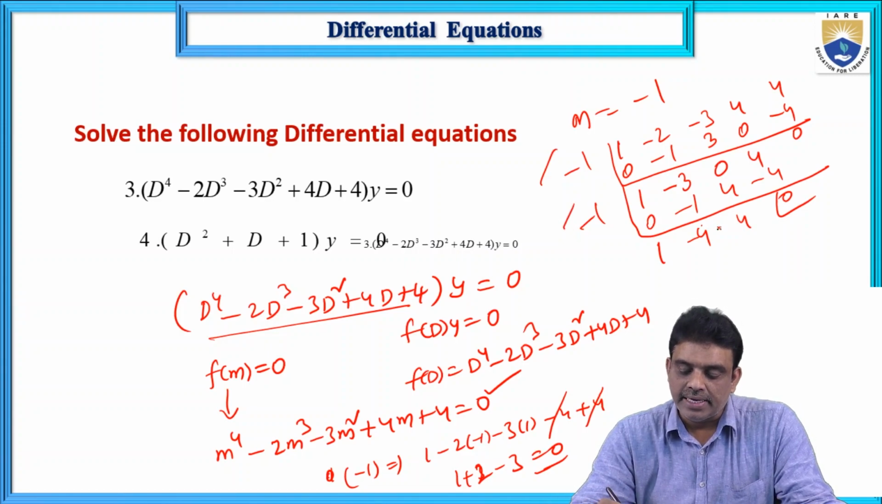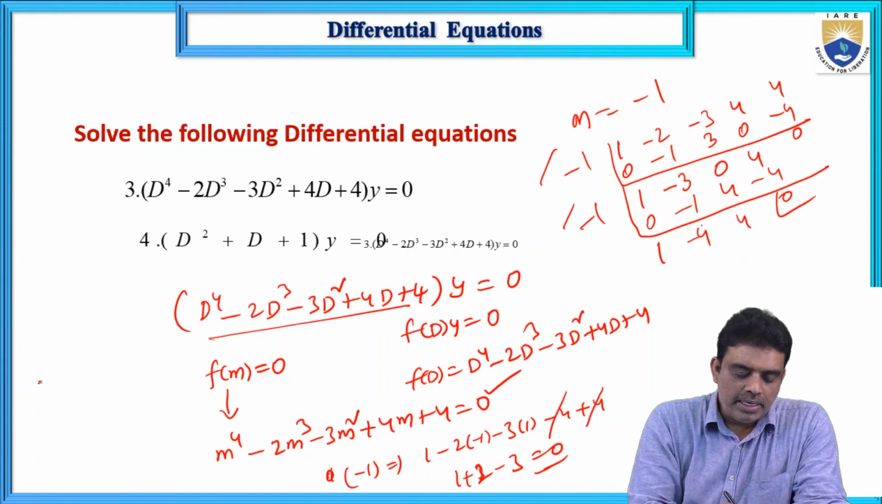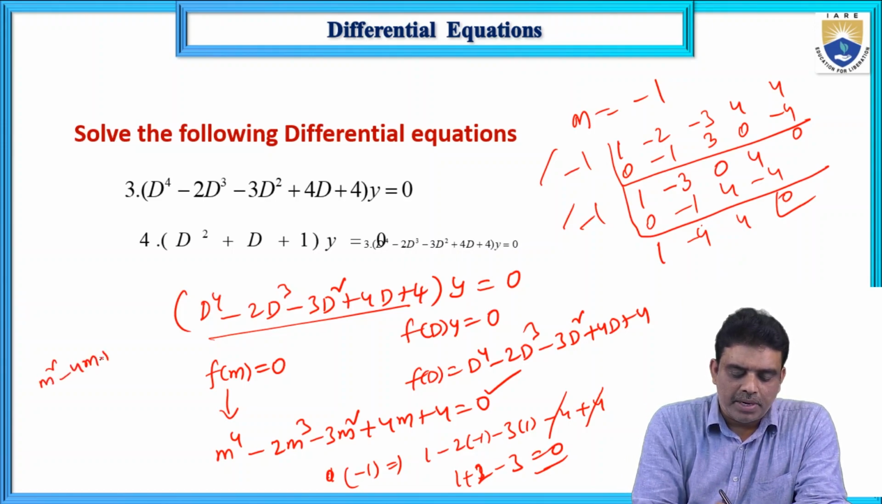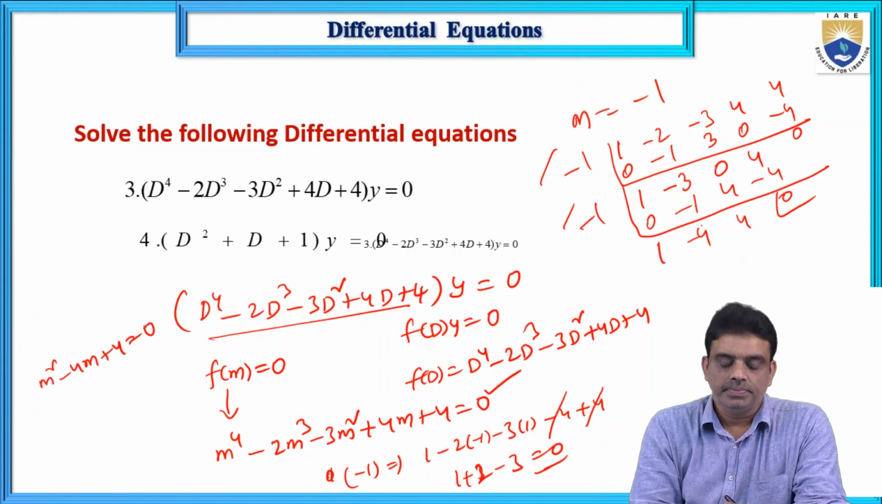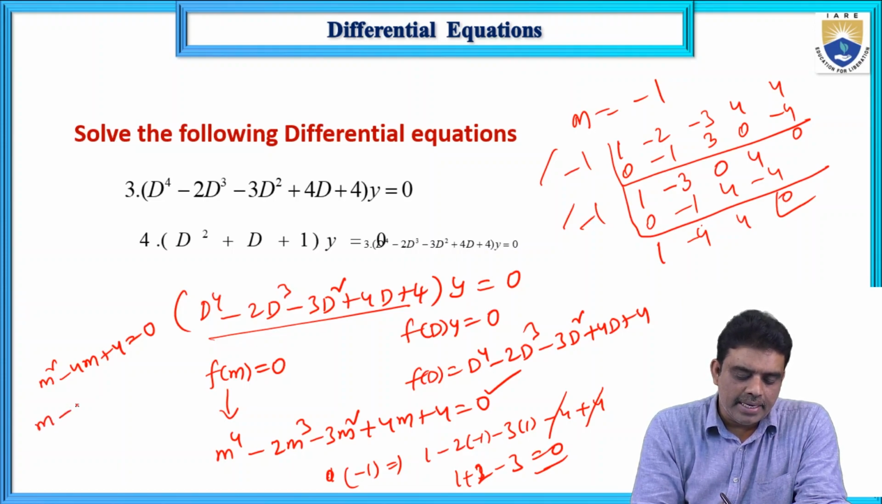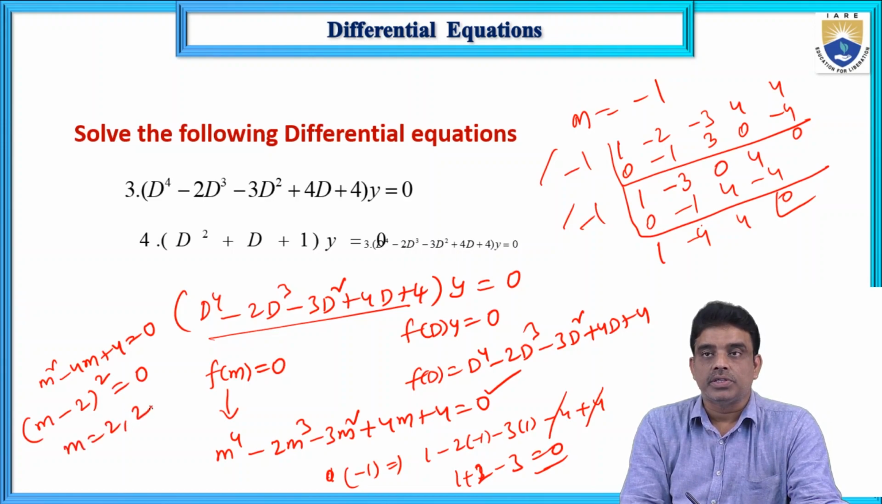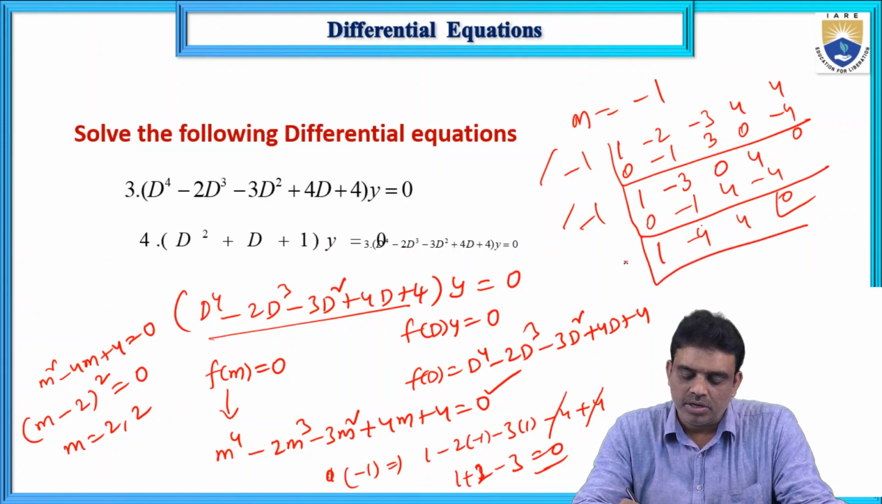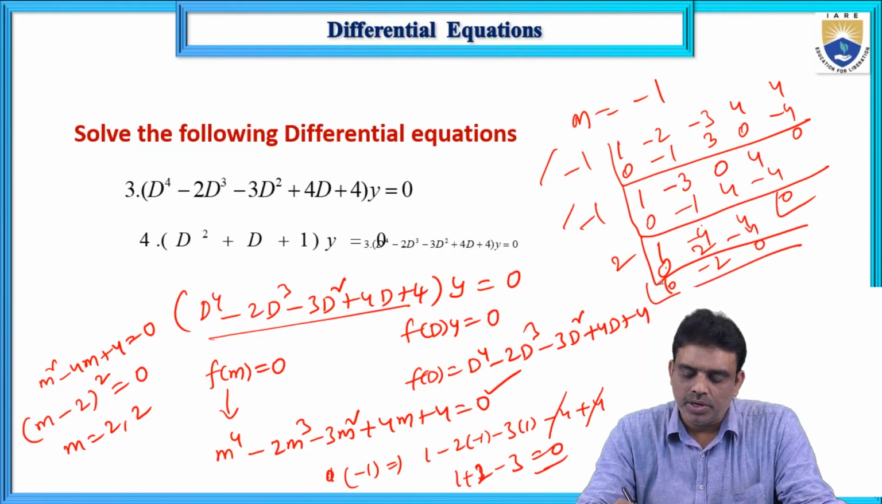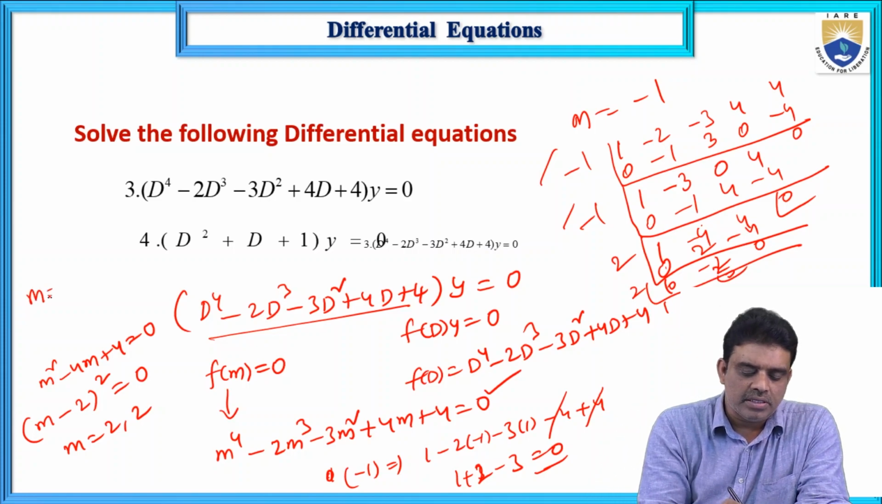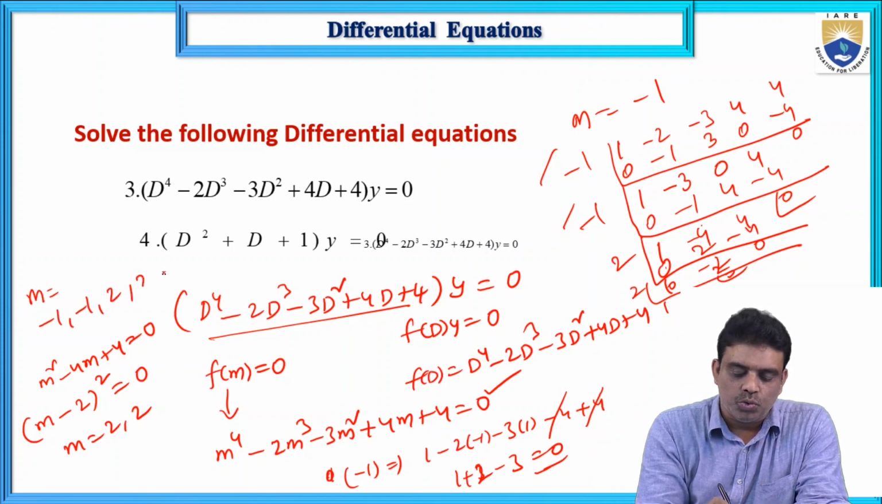Minus 1 is repeated twice, and what remains is in the form m square minus 4m plus 4 is equal to 0. That means m minus 2 whole square is equal to 0. That means 2 comma 2 are again roots of the equation. If we continue like this, with root 2, 2 ones are 2, minus 2, minus 4, 0. Again I put 2, 2 ones are 2, remainder 0. So the roots of the equation are minus 1, minus 1, 2, 2.